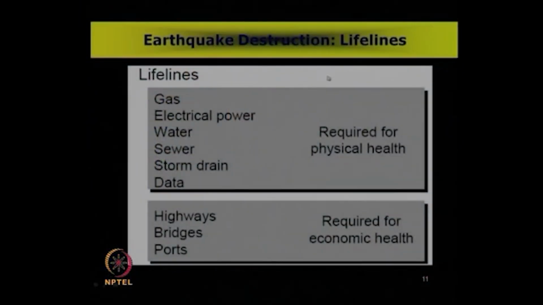So, if these lifelines are getting damaged during an earthquake, then we can easily expect that there will be severe damage or severe loss in a particular locality. So, we have to make sure that no such earthquake destruction occurs mainly on these lifelines, which are required either for the physical health of the human being or for the economic health of society.